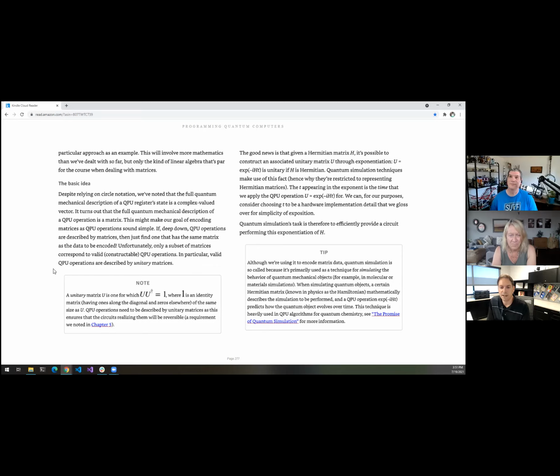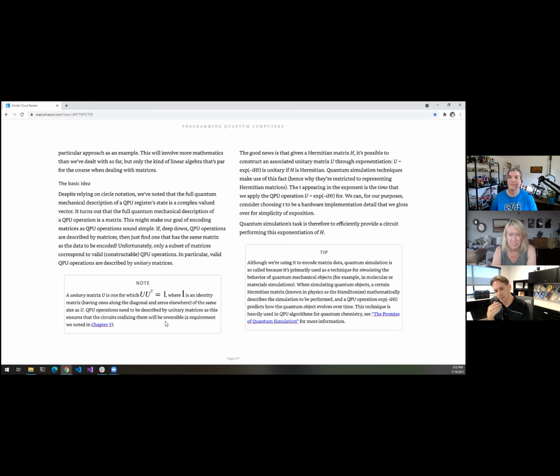He said in particular, valid QPU operations are described by unitary matrices. And so this is again scratching on the brain cells in the back of my head of what that meant. Unitary matrices are where you can have almost an opposite, and that's not the correct mathematical term, but if you multiply them together, you get one. And this goes right back to, well, why is that important? Well, if we have a unitary matrix, that means it's got an opposite. And sure enough, that goes back to, it ensures that our circuits using them will be reversible. And remember, we had that requirement way back in chapter 5.